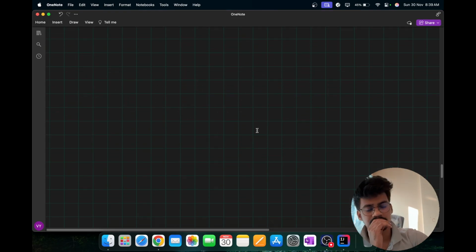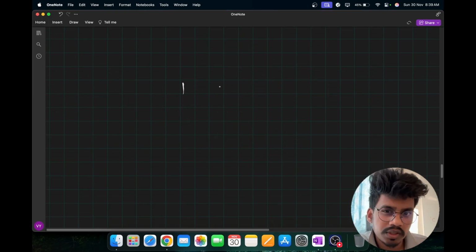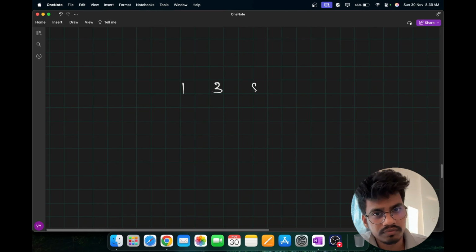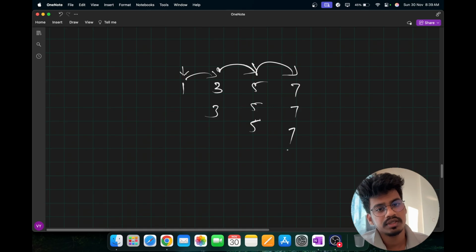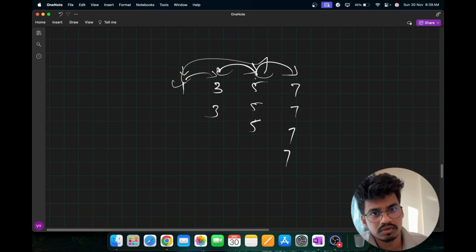So the idea is, if you have a subarray like 1, 3, 5 and maybe 7, then in one operation we may increase this to this, so that we will get two 3s. Then in another operation we can increase these two to this, so that we will get 5s, and again we will increase this to this, so that we will get 7. So n minus 1 operations will be taken.